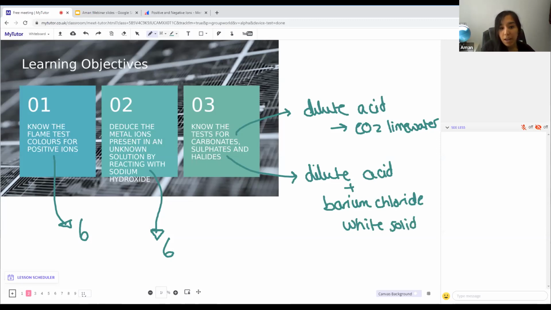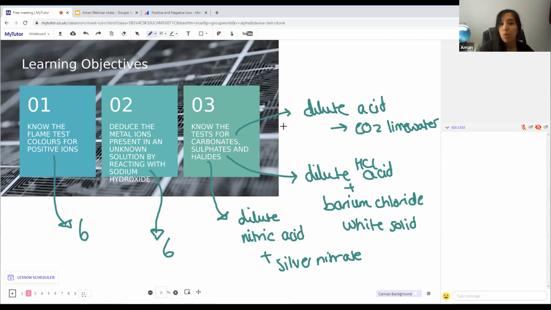And then finally, the halide, we add dilute nitric acid. So usually this one is hydrochloric acid, and this one tends to be nitric acid for halides. Then we add silver nitrate. And if with the silver nitrate we get a coloured precipitate, which will either be white, cream, or yellow, then we know we have either chlorine, bromine, or iodine respectively present.